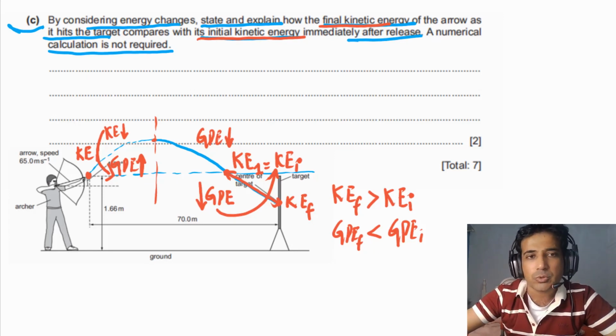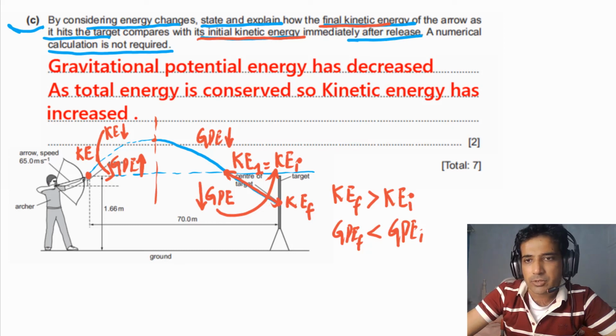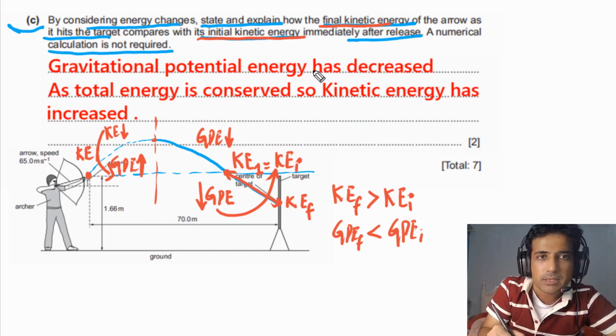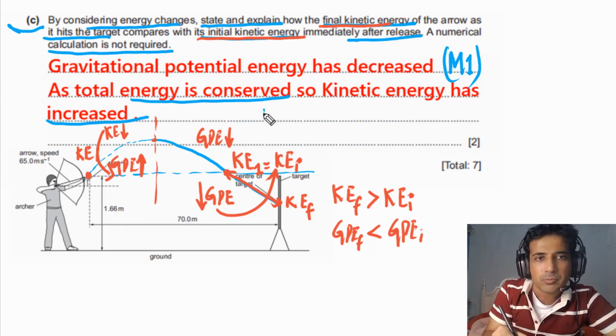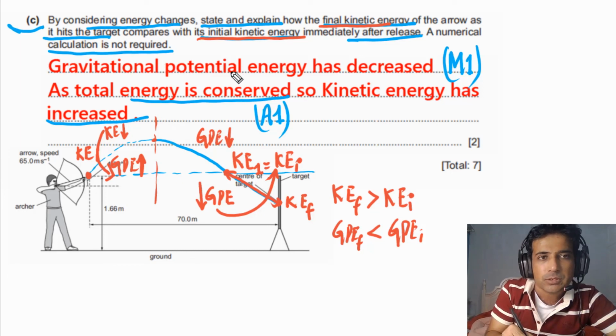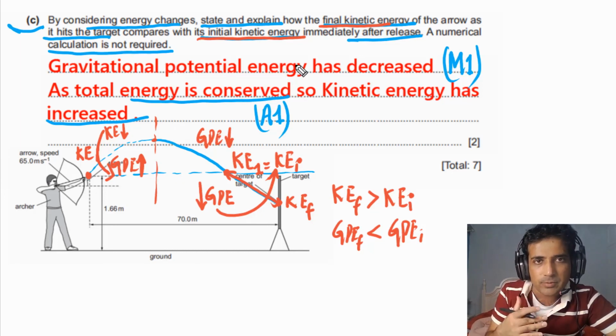So let me show you how you can write down your answer. In order to write a proper answer, you can write it like this. The first point you can say is, in this case GPE has decreased, and this is 1 mark, meaning the M mark. And the second mark is if you have written total energy is conserved, so kinetic energy has increased. So if you have written these points, you will get 2 marks. For this question, you have to mention gravitational potential energy has decreased. If you write this one, you will get the marks.